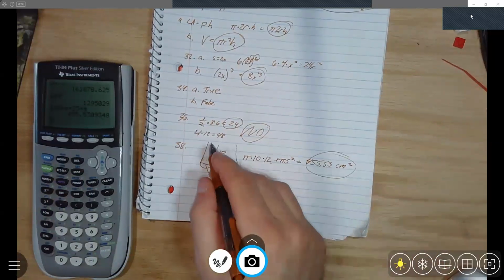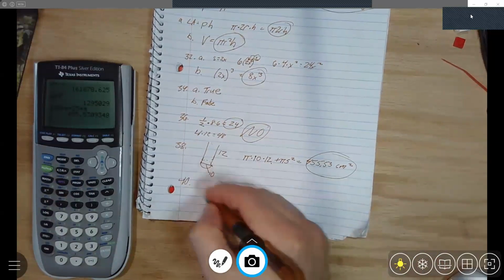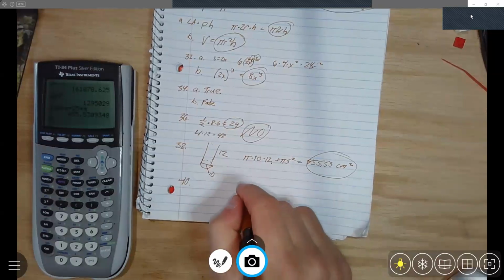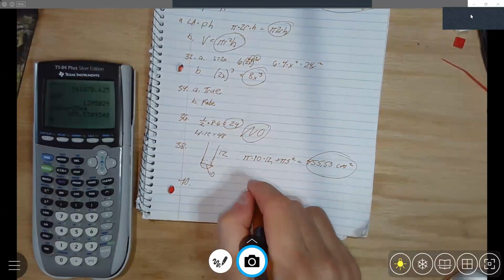Just make sure you don't put a top on your cup, like some of you put a top on your ice cream cone on the quiz.